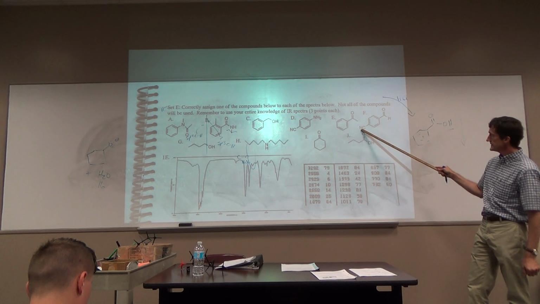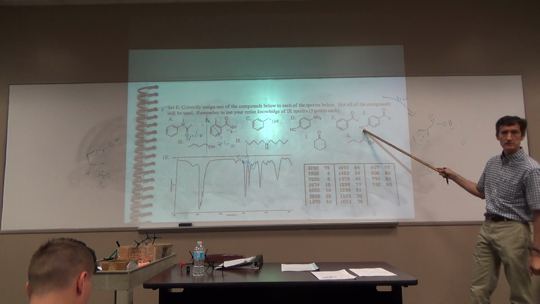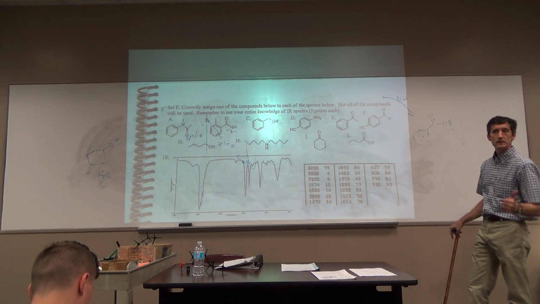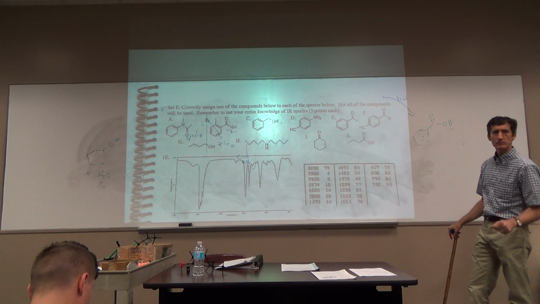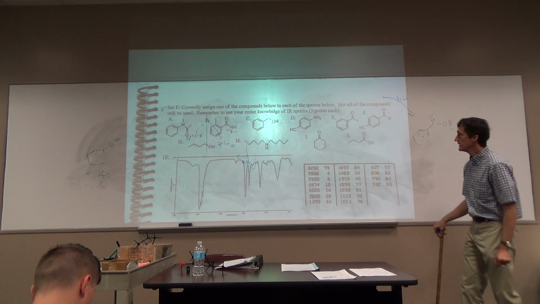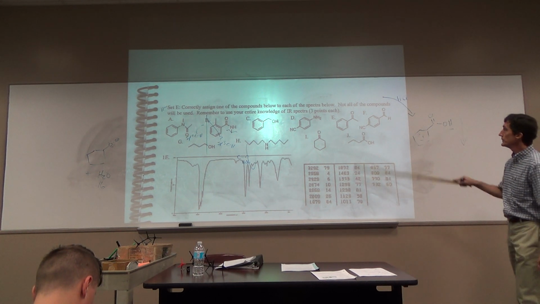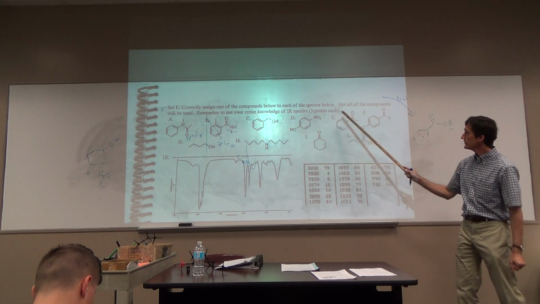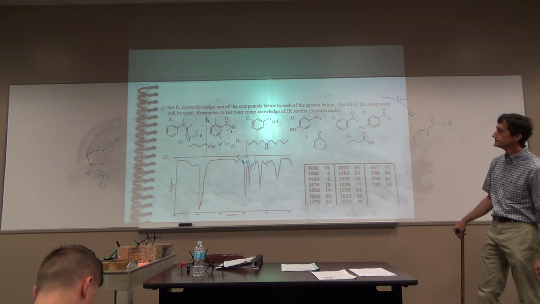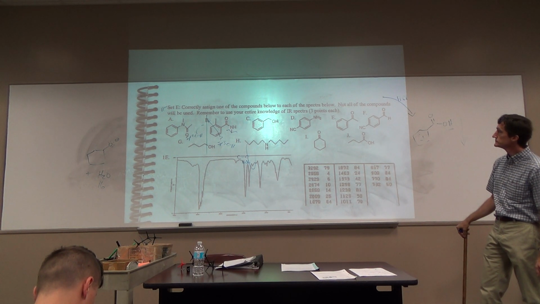This has a cyano group. Where does that give a signal? It's carbon triple bond N. CC triple bond and CN triple bond are both about 2200. There was nothing there. We can get rid of that one. A or E? B also has a possibility. You're right, B. That's the one I put on.